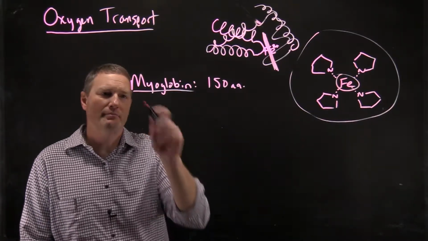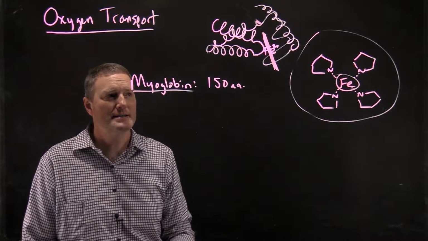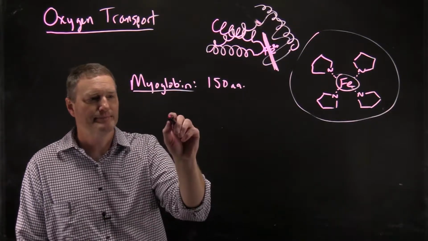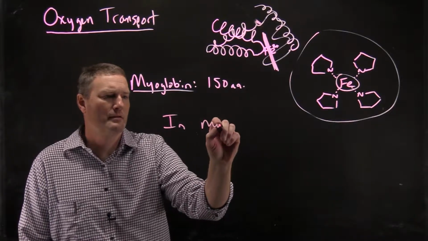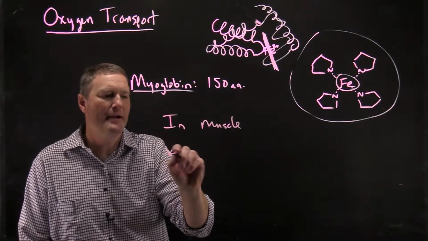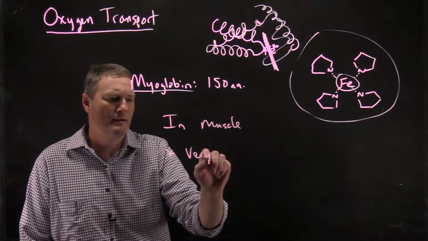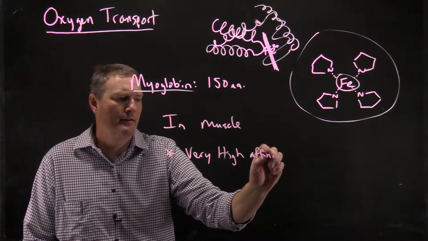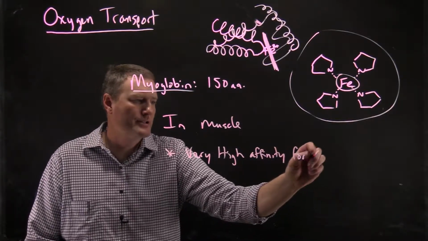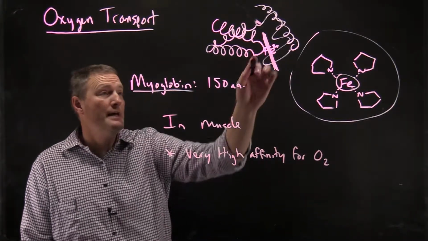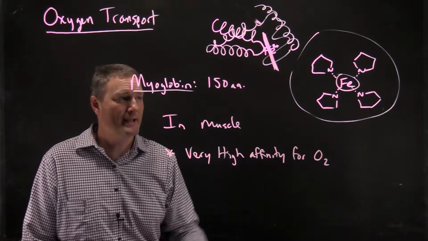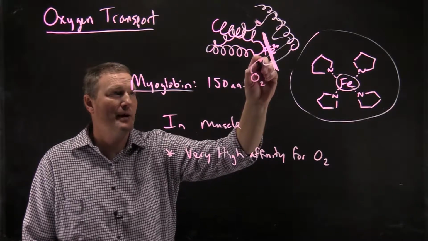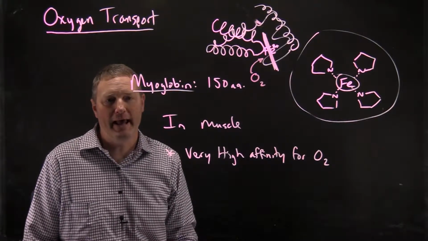So myoglobin, myo means muscle. This is the primary oxygen transport protein that's found in muscle. Okay, and it has a very high affinity for oxygen. Okay, so when oxygen binds to myoglobin, it's actually going to be binding to the iron. So if we put O2 here, it's actually going to be binding right there onto the iron atom.